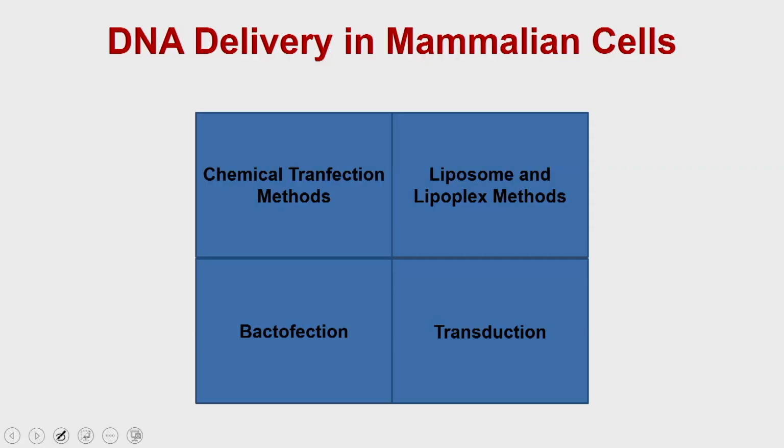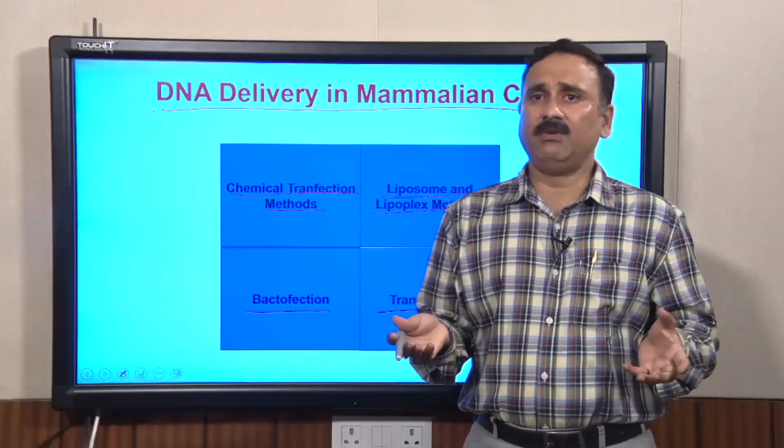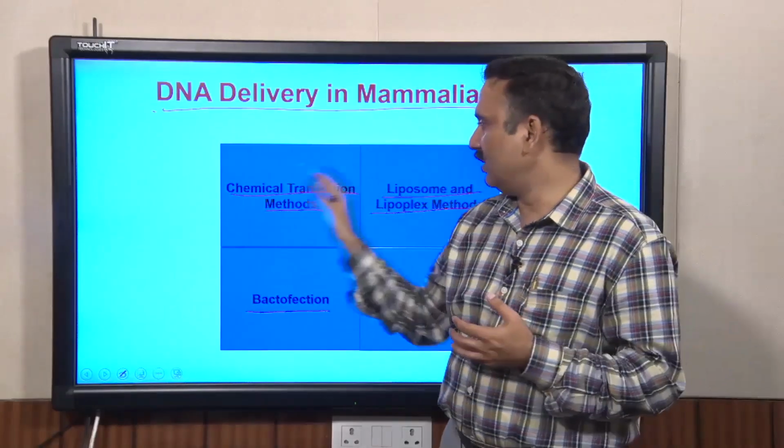Subsequently, we have also discussed the different delivery methods available in mammalian cells. We have discussed the chemical transfection method, the liposome or lipoplex methods, we have also discussed biolistics, and we have also discussed transduction. Individually, we have taken up many of these methods.